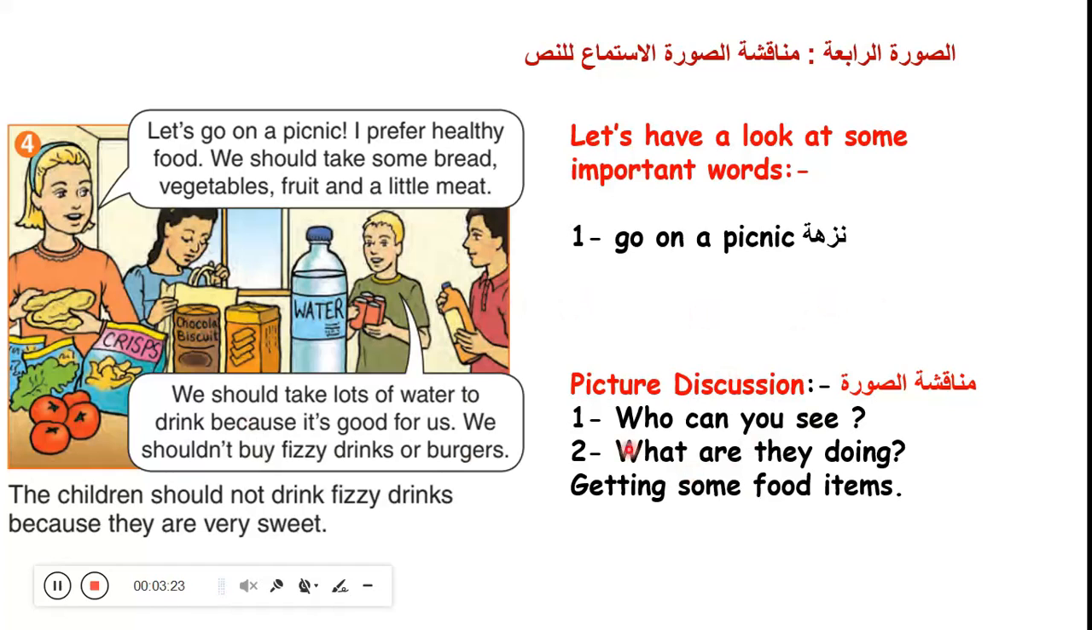تمام. هذه هي المناقشة عن الصورة. Again, who can you see? We can see Omar, Ben, Rania and Amy. What are they doing? They are getting some food items, بيحصلوا على بعض الأطعمة, because they are going on a picnic. هيكون عندهم نزهة. الآن dear students, it's time to listen and follow.